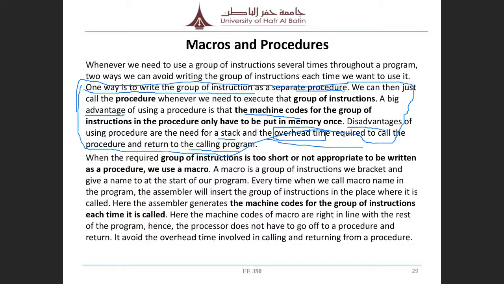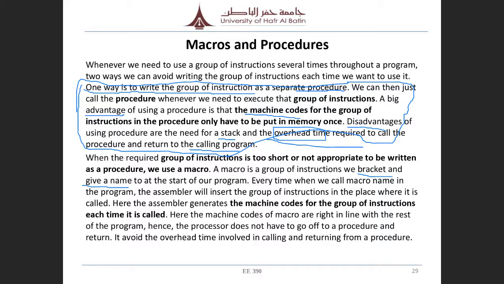But what is a macro? A macro is like a function, a user defined function. If you compare it with C programming, it is also a group of instructions. When the required group of instructions is too short or not appropriate to be written as a procedure, we use a macro. A macro is a group of instructions. We bracket them and give a name, at the start of our program.